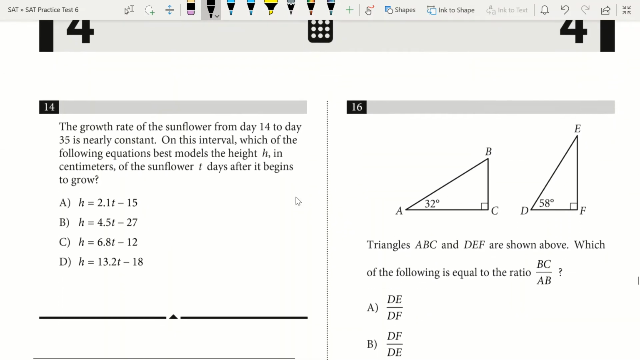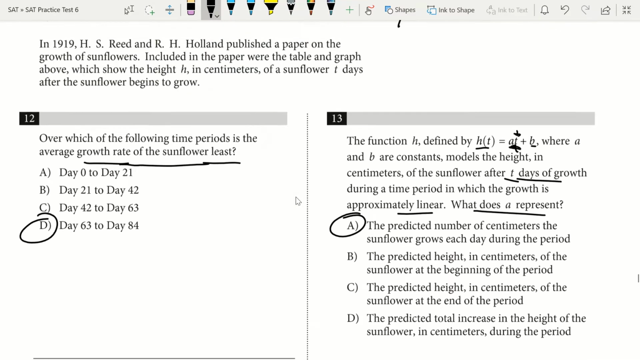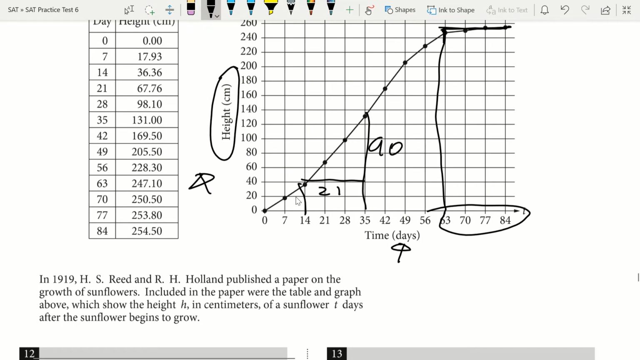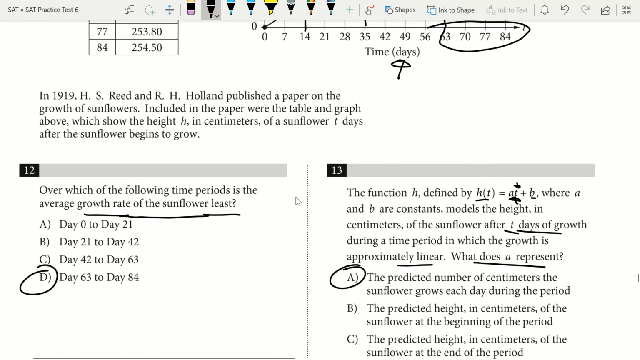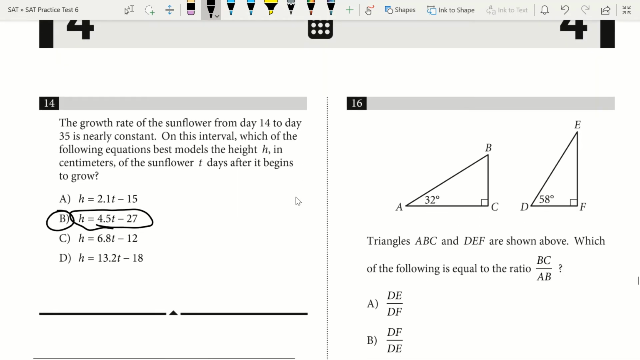So I go down and look at my equations. I see I've got 4.5 here, but I'm going to check by plugging in a number for my h and t. So I'm going to find a point between these. I see right here I have 100, so h should equal 100 when I plug in 28 for t. So I plug in 28, and 28 times 4.5 is 126, minus 27. That's about 100, so I know that that's correct.